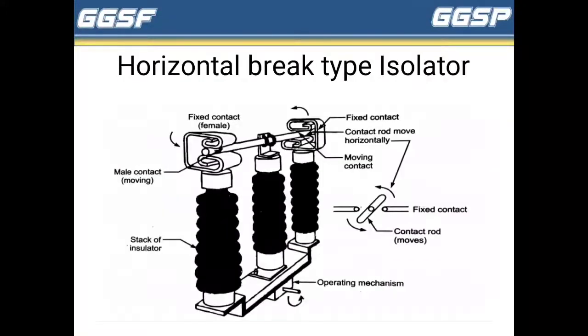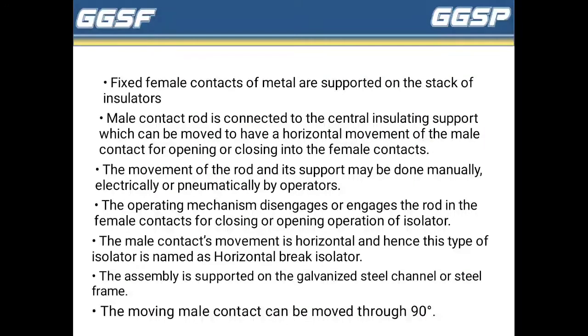Second type of isolator is horizontal break type isolator. Fixed female contacts of metal are supported on the stack of insulators. Male contact rod is connected to the central insulating support, which can be moved to have a horizontal movement of the male contact for opening or closing into the female contacts. The movement of the rod and its support may be done manually, electrically, or pneumatically by operators.